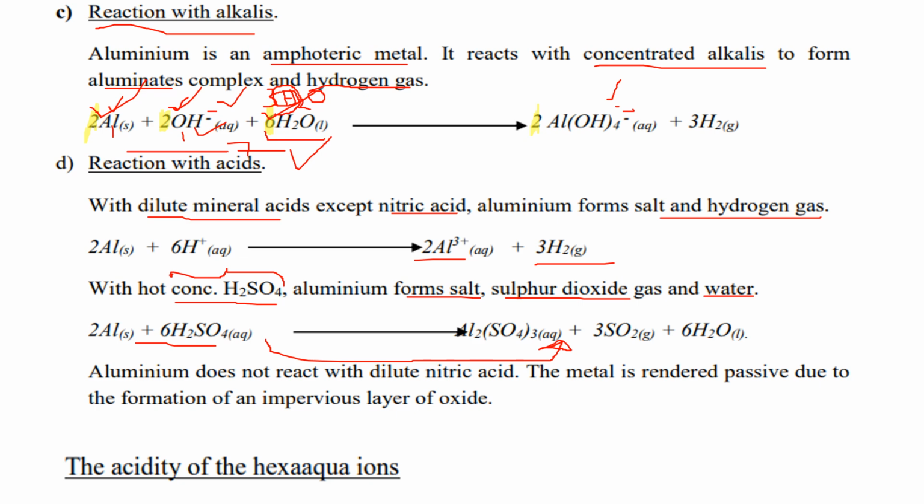So you're saying that aluminium does not react with nitric acid, either concentrated or dilute. And since aluminium is in diagonal relationship with beryllium, that means that also beryllium does not react with nitric acid at any condition. So you're saying that the metal is rendered passive due to its formation of an impervious layer of the oxide. So you find that this layer will prevent further reaction from taking place.